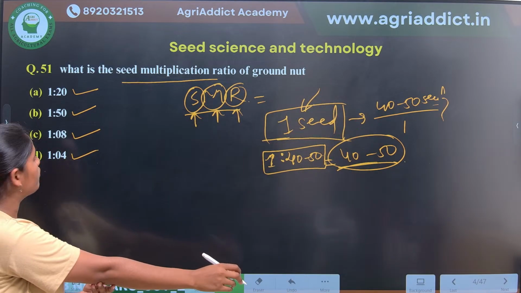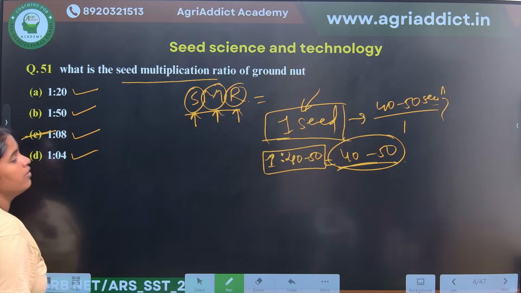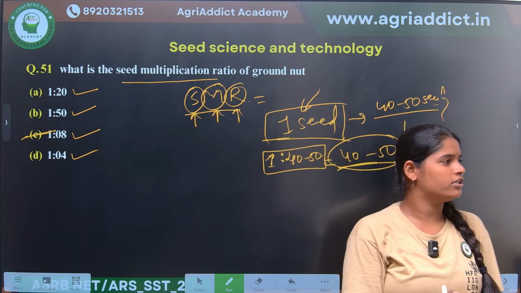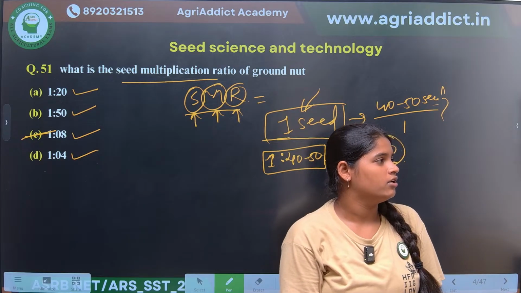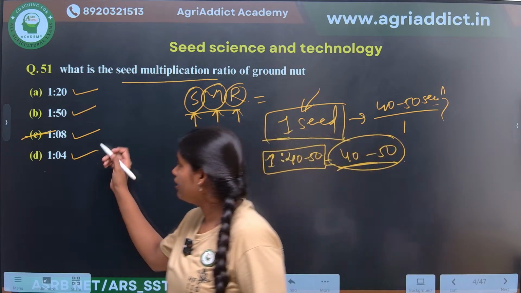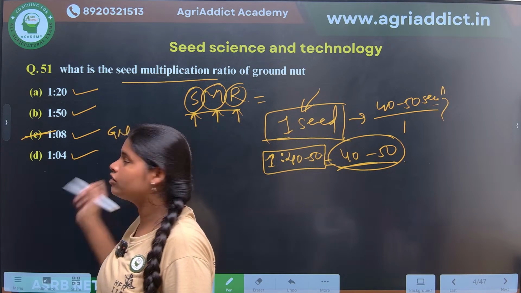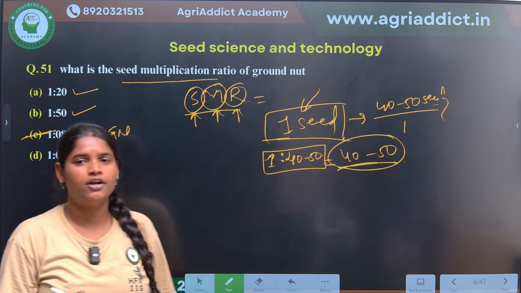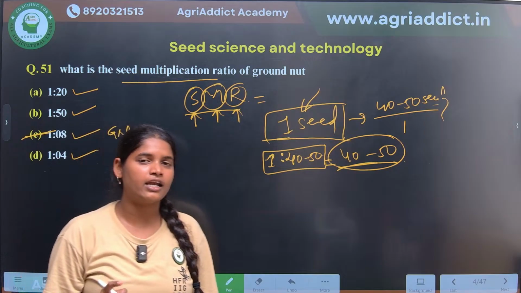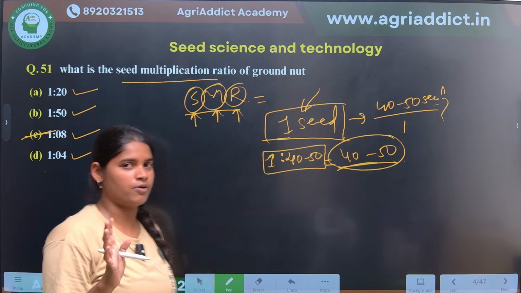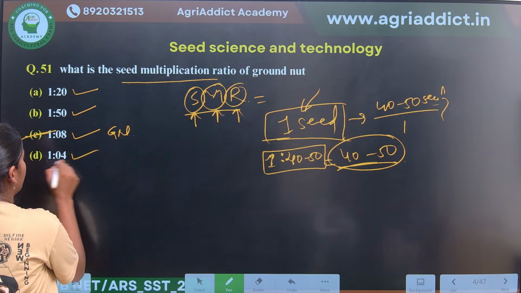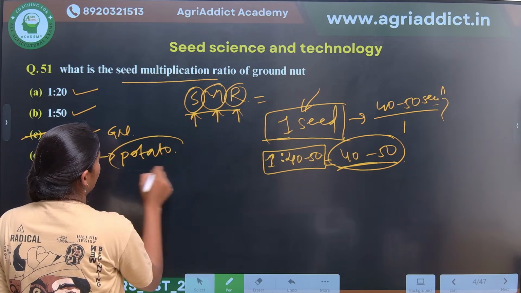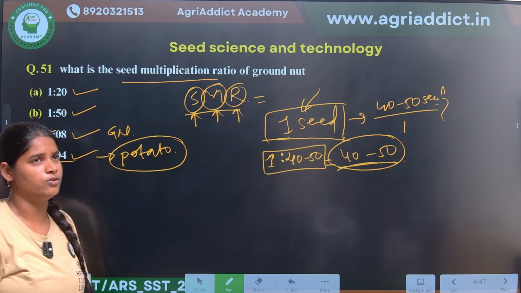So for groundnut, it is 1:8. Please note this. Pratibha, Sharin, Disha, yes, 1:8. It is for groundnut. And also look for other crops, mainly cereals, important pulses, and oil seeds, because you will get a definite question from this SMR concept. And this is for potato. And try to remember those crops which have very, very low SMR also.